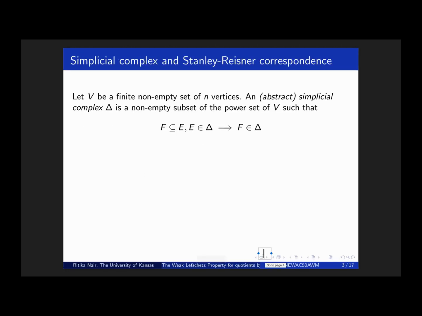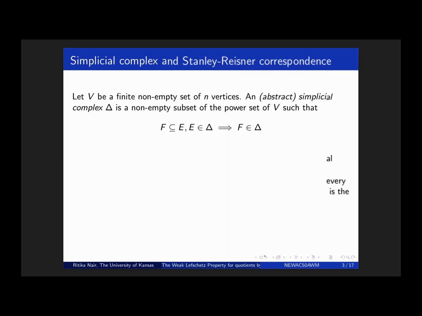So to begin with, what is a simplicial complex? We have a finite collection of vertices, and say we have n vertices. The abstract simplicial complex on that collection is defined as a non-empty subset of the power set of V. So it's basically a collection of subsets of the set V, which has a special property of inclusion. That is, if you have any set in this simplicial complex delta, then all the subsets of that set will also be an element of the simplicial complex.